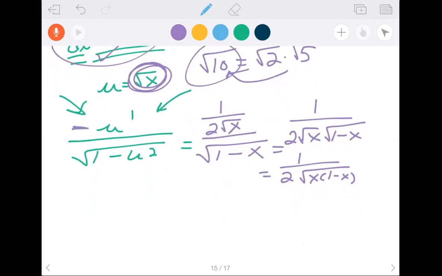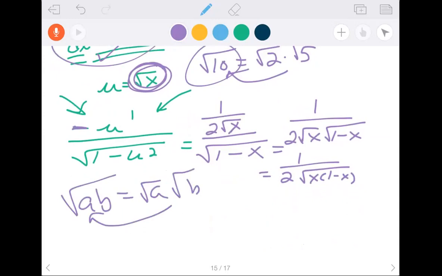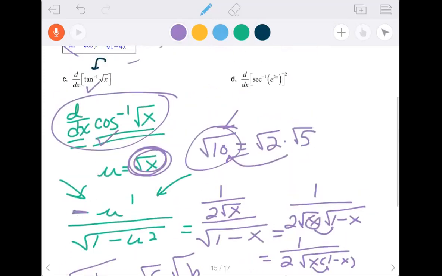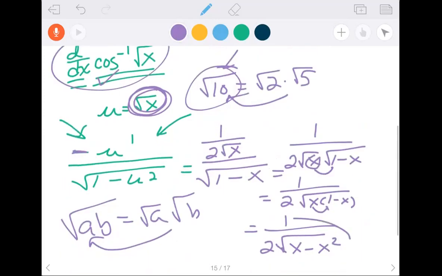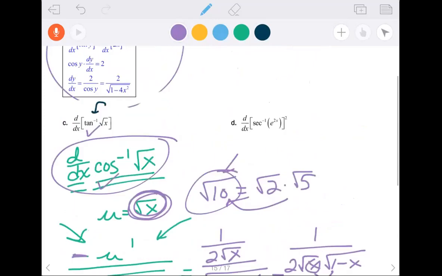Products for roots can be broken apart, but similarly, they can be put back together. So I just put this back together and I put this back under the root. Maybe too, it's going to look like this: square root of x minus x squared. So just be aware of what form things can be in. This would be considered the simplest form.